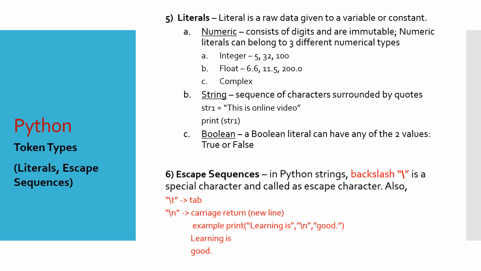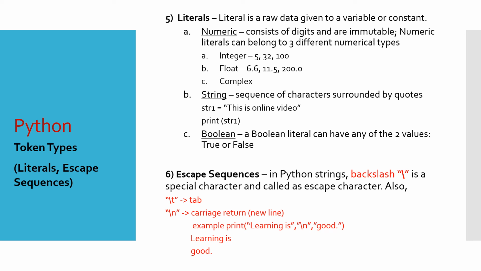The last one is more of an escape sequence rather than a token type. This covers three commonly used sequences. This helps the interpreter understand what to do when you're running a program. For example, the backslash is a very common one. It's a special character, also called an escape character. Another commonly used one is tab. When you want to give a tab space in a statement, you can use a backslash t with quotes. In the same way, if you use backslash n with quotes, it's a carriage return for a new line.